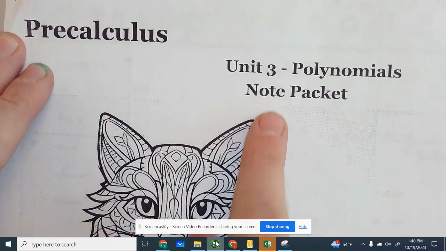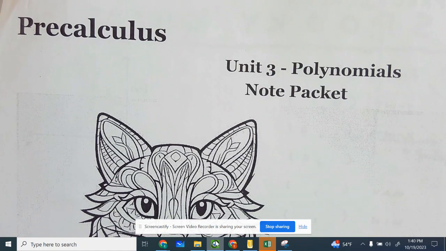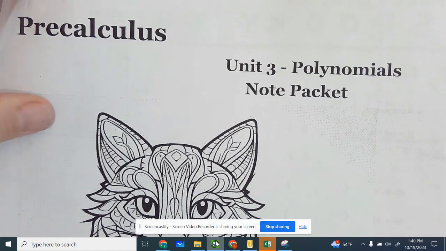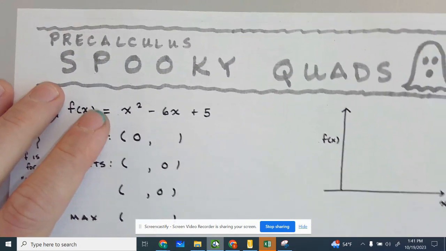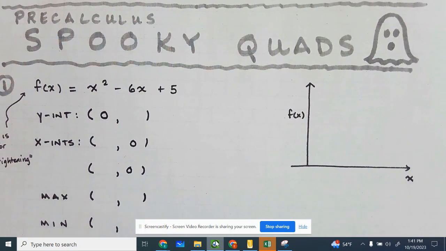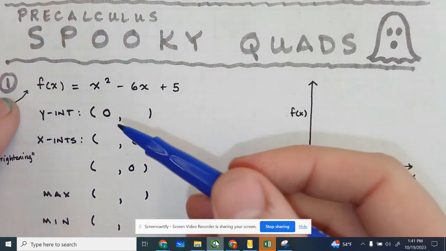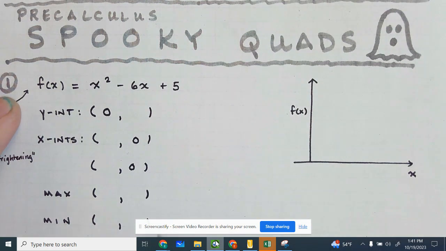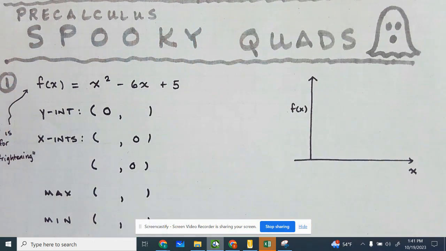We are in the Unit 3 note packet, and we're going to talk a little bit today about spooky quads. All right, this should be your first page right here. Some important information about quadratics that we should be able to do. I want you to graph this, and as we graph it, I want you to give me some information about it.